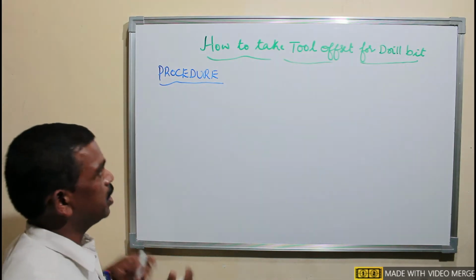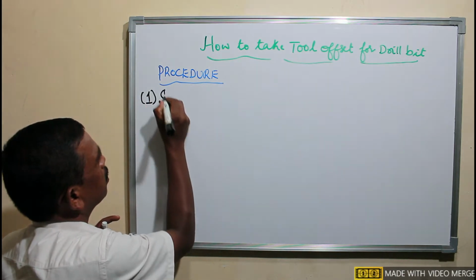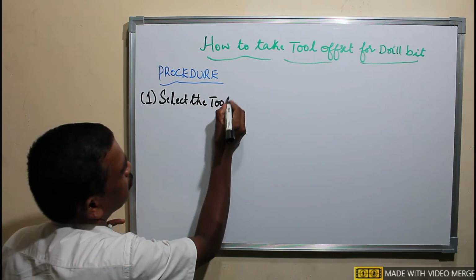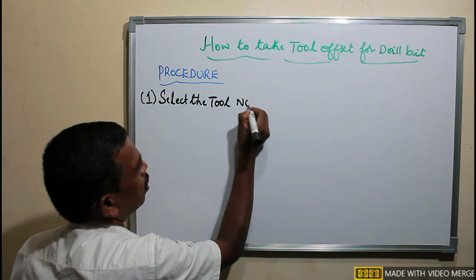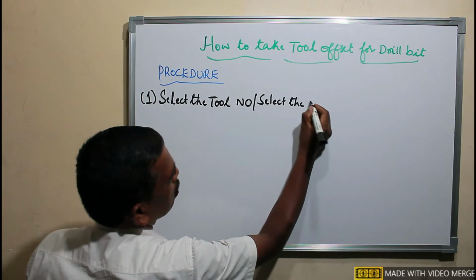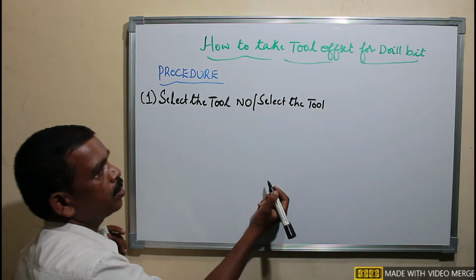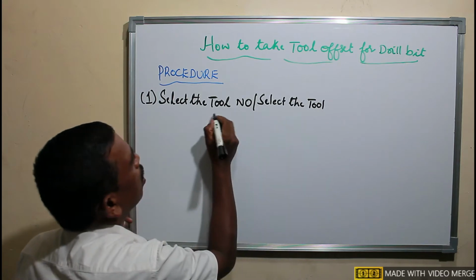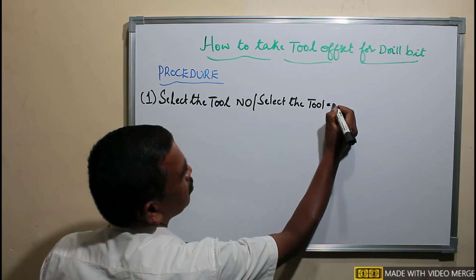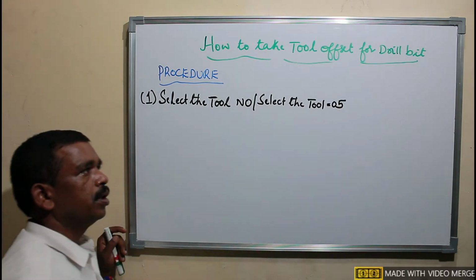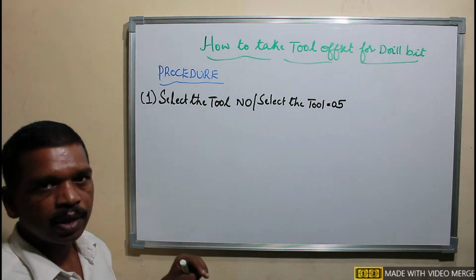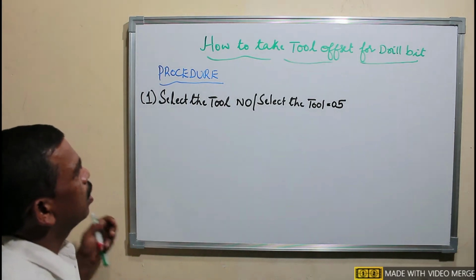So here the first procedure is select the tool number, or select the tool. Select the tool. So here this tool number is tool number 5. I actually fixed this tool at station number 5 in my machine.